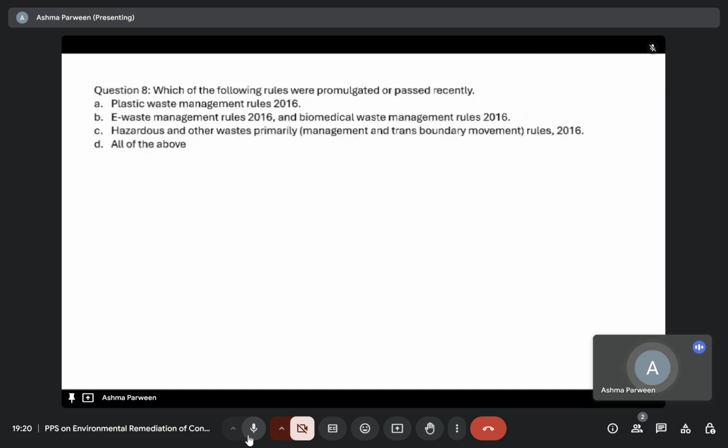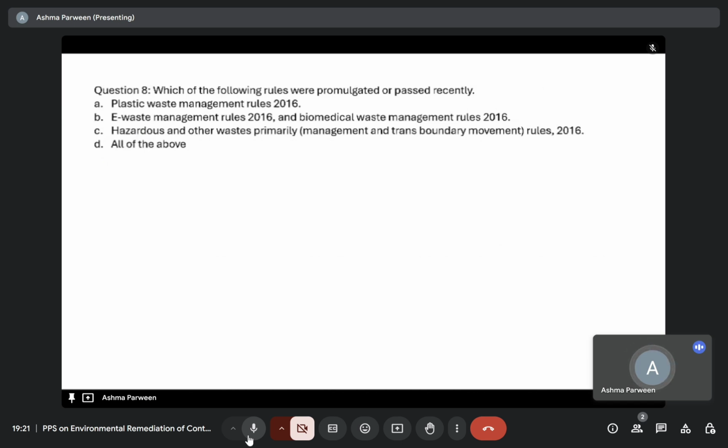Now let's move to the next question. The question is, which of the following rules were promulgated or passed recently? A: Plastic Waste Management Rules 2016. B: E-Waste Management Rules 2016 and Biomedical Waste Management Rules 2016. C: Hazardous and Other Waste (Management and Transboundary Movement) Rules 2016. Or D, all of the above.